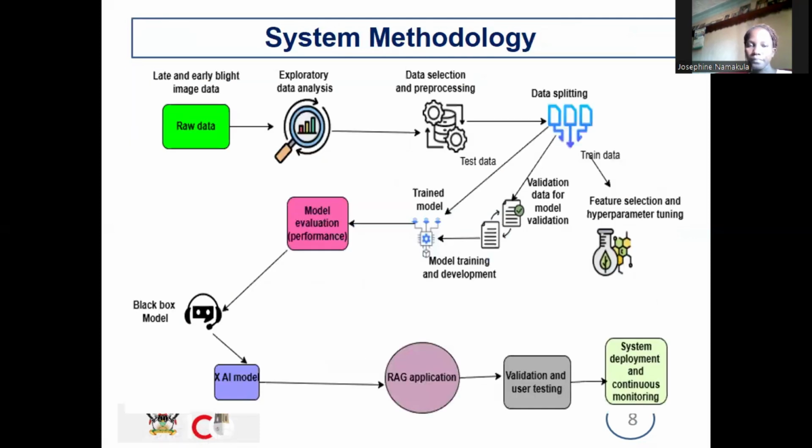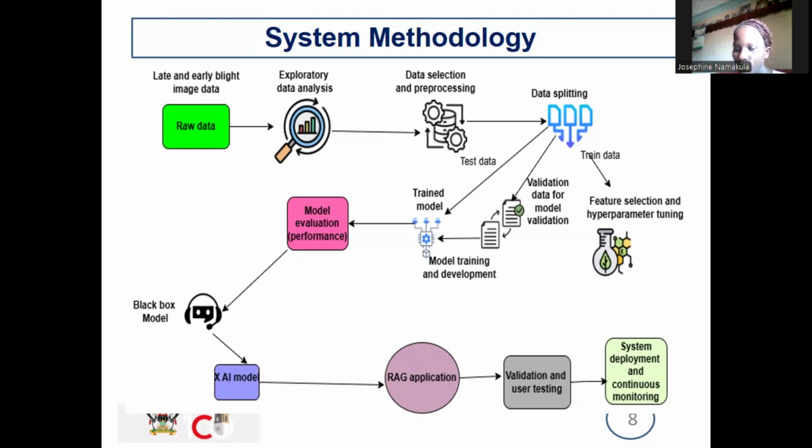When I go to the third slide, I find the system's methodology. The first thing we did was to collect data. It was image data containing late blight, early blight, and healthy images. We did exploratory data analysis. We did data selection and processing. We split the data into three parts, which are the test data, validation data, and train data.